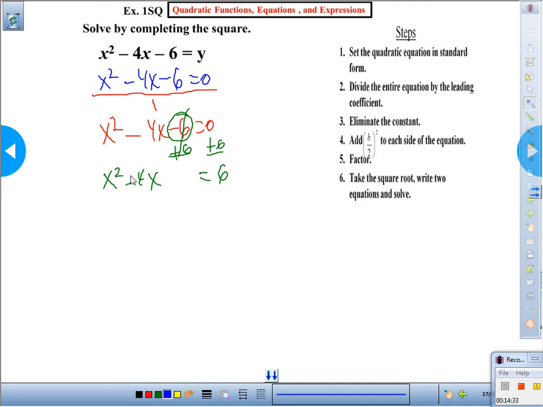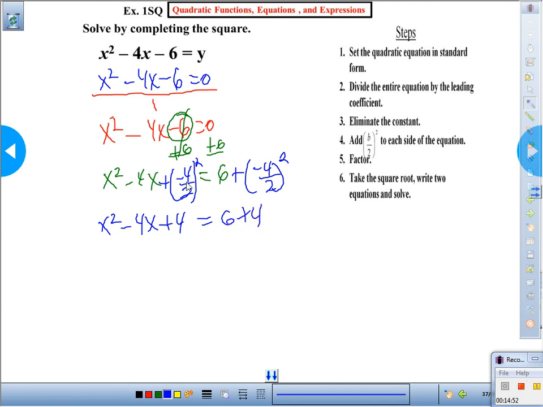Next, add (b over 2) squared. What is b? Negative 4. So I add (negative 4 over 2) squared to both sides. Simplify. x squared minus 4x plus 4 equals 6 plus 4. When I get 4, negative 4 divided by 2 is negative 2. Negative 2 squared is 4.